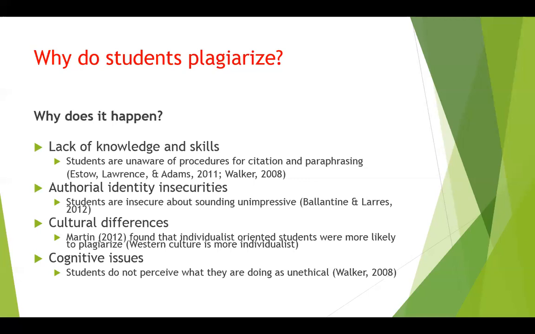Cultural differences might be another issue. An education researcher named Mr. Martin found that individualist-oriented students were more likely to plagiarize. In other words, Western culture, which is what we are, is more individualist. So we pride ourselves in doing the work ourselves, not going out and working with others and not asking those questions. So because we're more inclined to do things individually, a lot of times we find ourselves afraid to ask or afraid to admit when we don't understand something. So we just kind of turn to our own devices, which might be the unethical plagiarism, and hope we don't get caught.